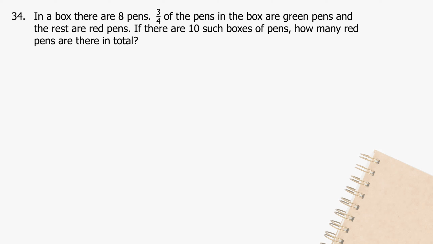Question 34. In a box, there are 8 pens. 3/4 of the pens in the box are green pens, and the rest are red pens. If there are 10 such boxes of pens, how many red pens are there in total?